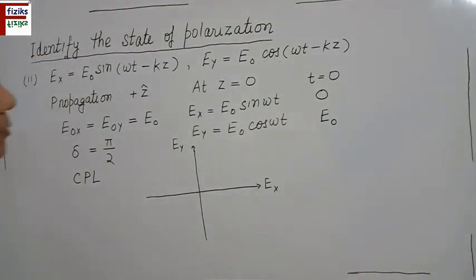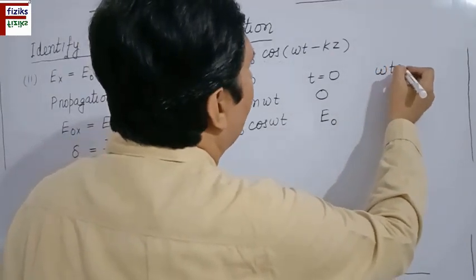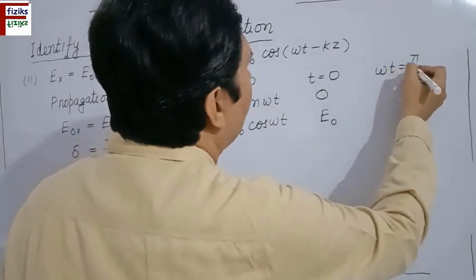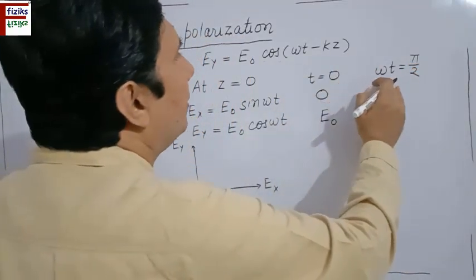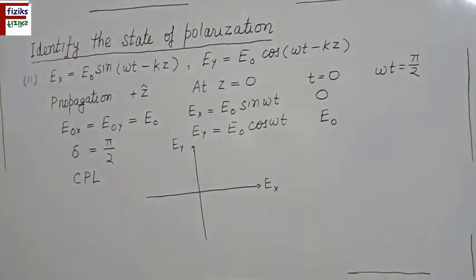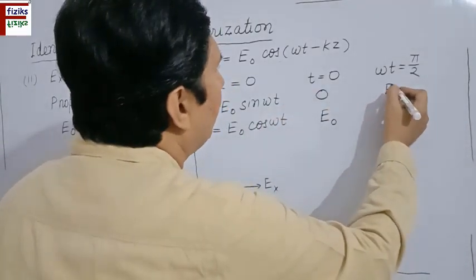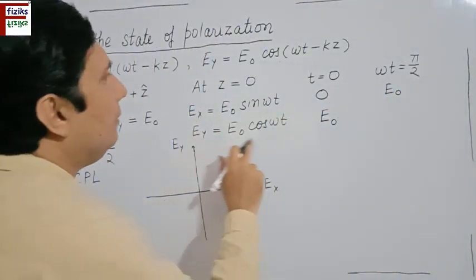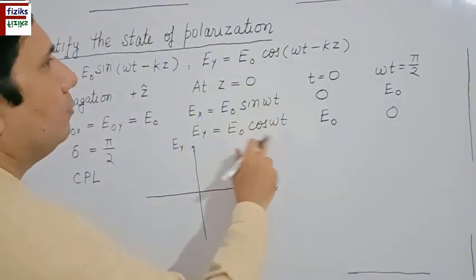Now we increase the value of omega t to pi by 2. Now I substitute omega t equal to pi by 2. So we are increasing the time, and this time becomes omega t equal to pi by 2. When we substitute omega t equal to pi by 2, Ex will become E naught and Ey will become 0, because cos pi by 2 will be 0.